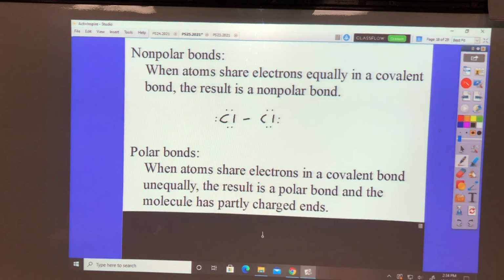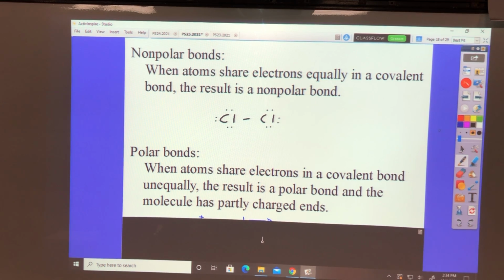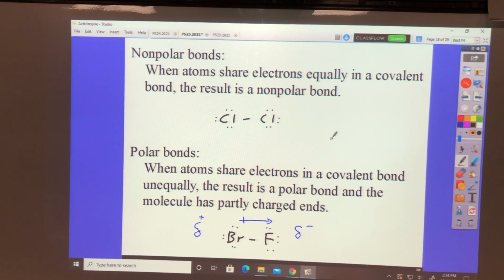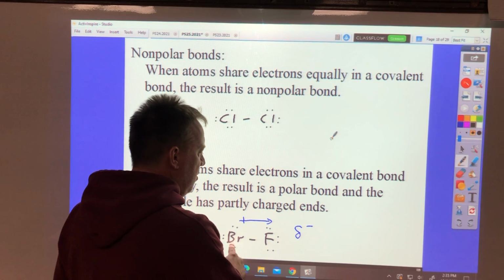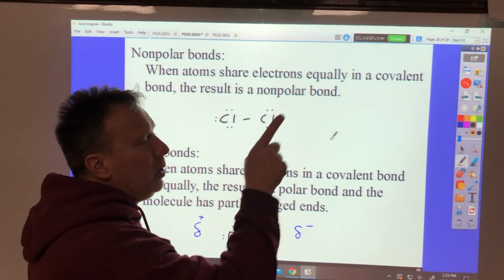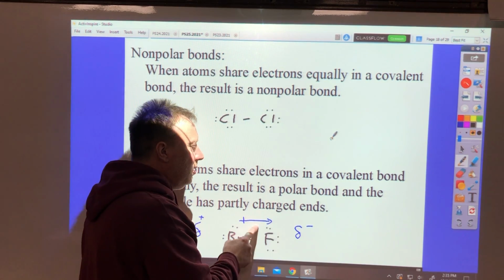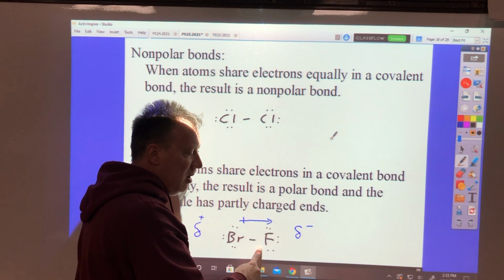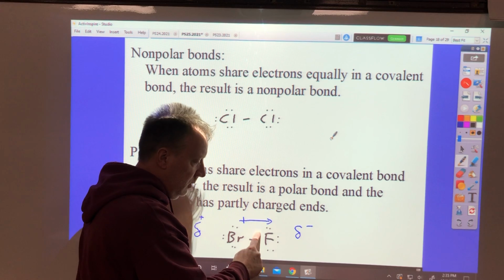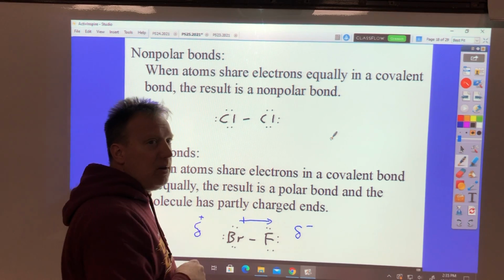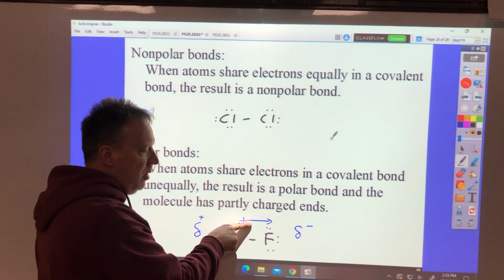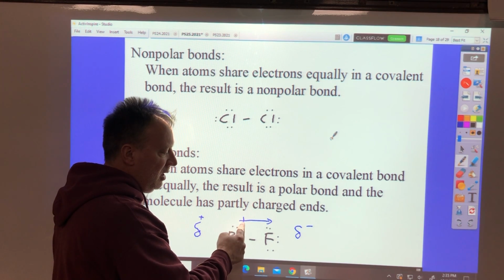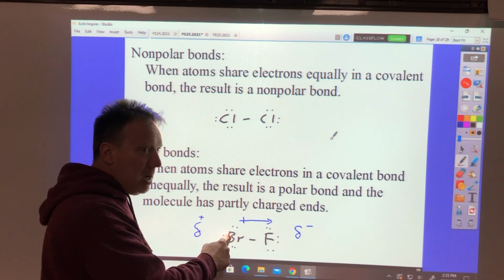If they share unequally, the result is a polar bond and the molecule has ends that are partly charged. For example, if I bond bromine with fluorine, fluorine hogs the electrons and pulls on them more strongly, and the electrons are hanging out down here, and bromine is left without as many. So we draw an arrow this way to show the electrons went to this side, and we leave a little plus sign to show that this side is kind of positive.